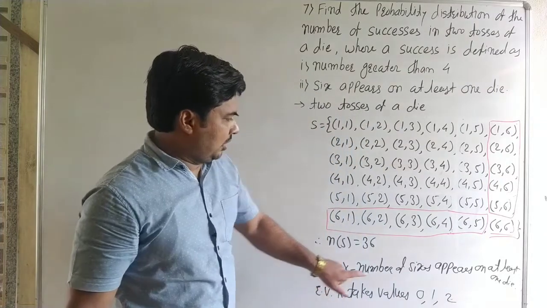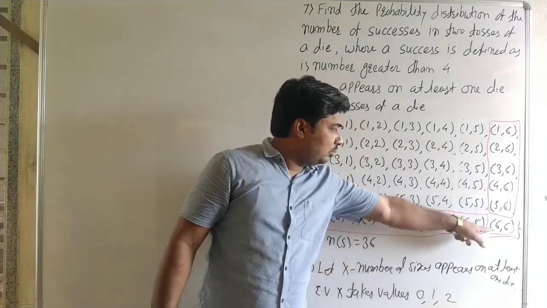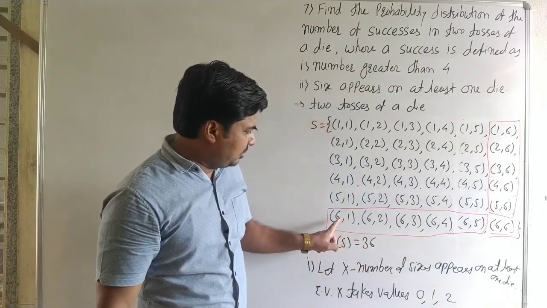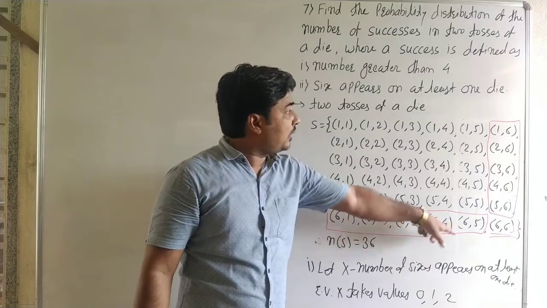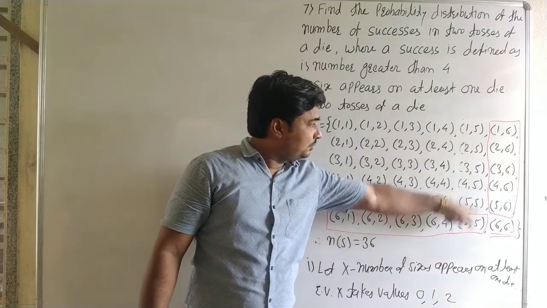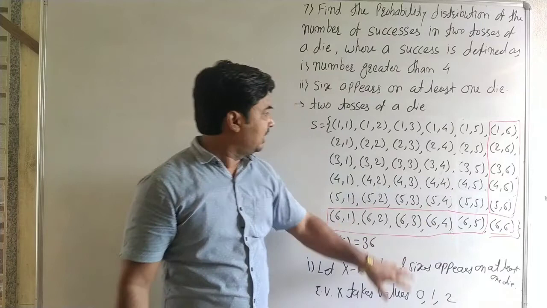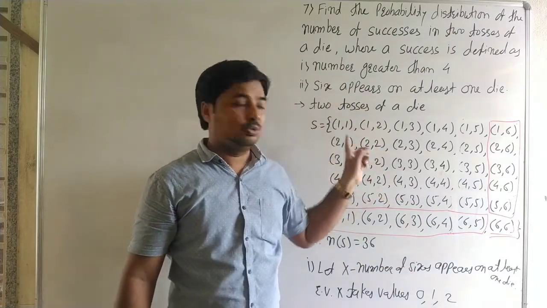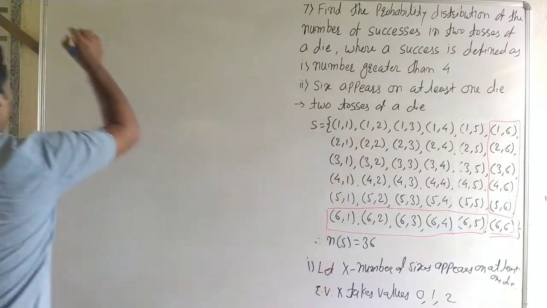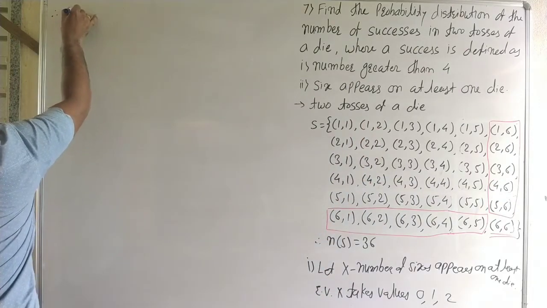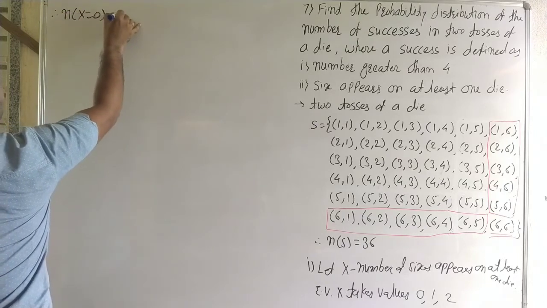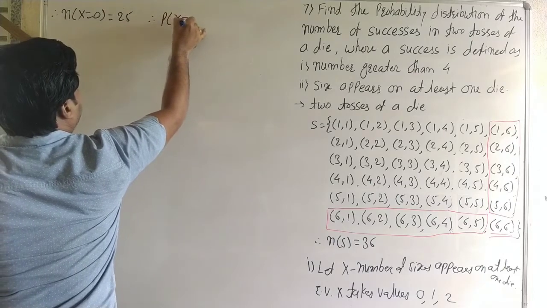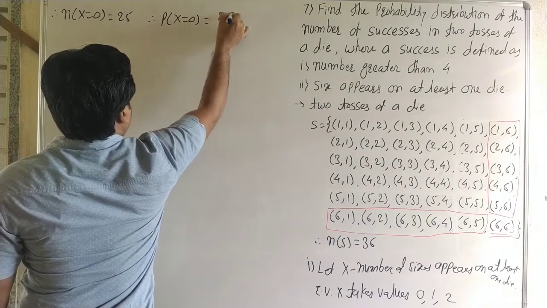Therefore, when X is equal to 2, the number of outcomes is 1. When X is equal to 1, the number of outcomes is 1, 2, 3, 4, 5, and this 5, that is 10. And then the remaining 25 are the number of outcomes where X is equal to 0. Therefore, the probability of X equal to 0 is 25 by 36.